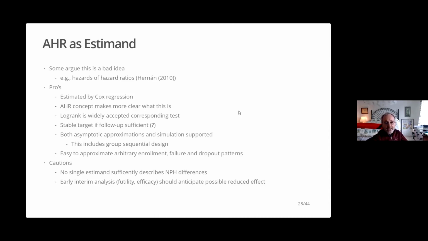in the software I have, both asymptotic approximations and simulation are supported. I'll show you an example. So it's easy to approximate arbitrary enrollment, failure, and dropout patterns. Cautions: I don't think any single estimand is sufficient to describe survival differences, much less non-proportional hazards differences. And I'll also caution that early interim analysis should anticipate possible reduced effect. So I'll keep moving here.